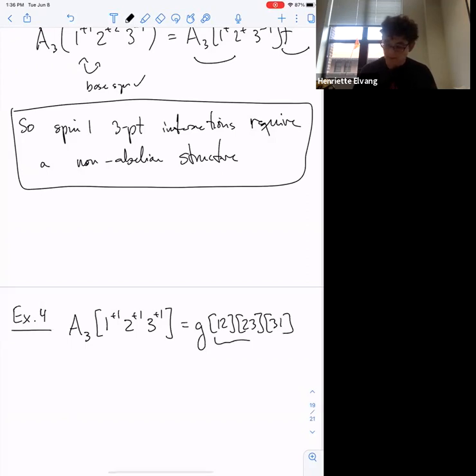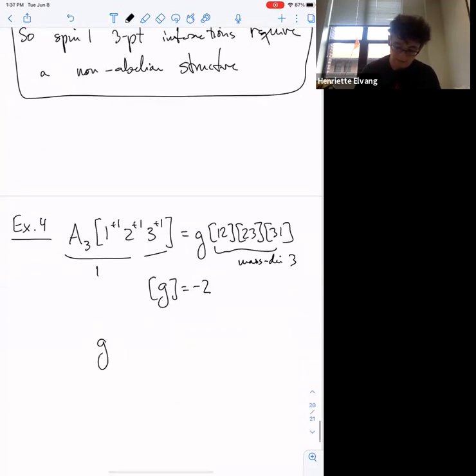And now we see that we have mass dimension 3 here, but the whole thing should have mass dimension 1. So that requires G to have negative mass dimension 2. And that's exactly what you would have if this came from an interaction that was F cubed.